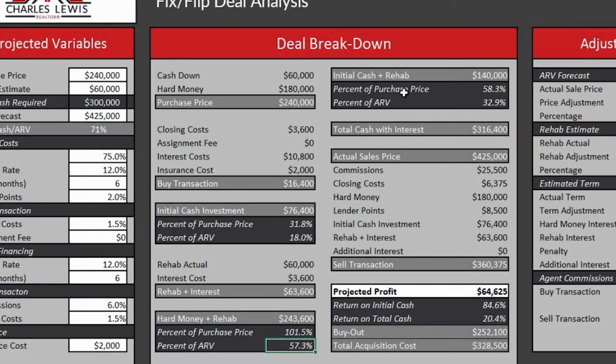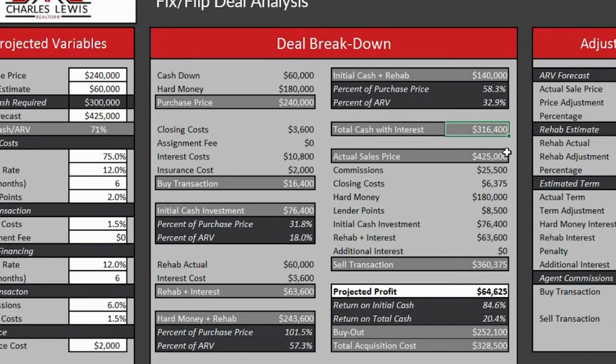Okay, further breakdowns here. Your initial cash and then the rehab, that's your 140. Which would be the cash out of pocket and then the rehab, and then the same kind of thing, percent of the purchase and then percent of the ARV, and then the total cash with interest would be the 316.4.